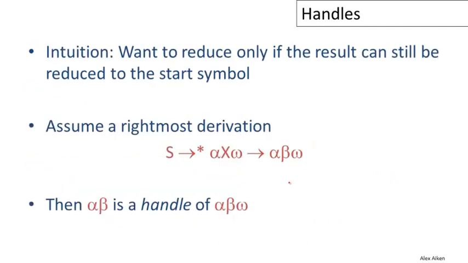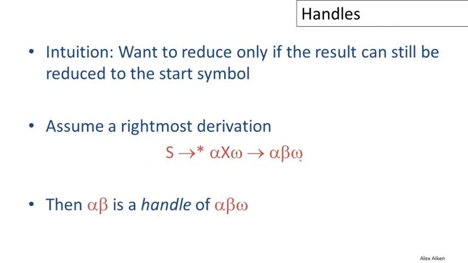So what that shows us is that we don't always want to reduce just because we have the right-hand side of a production on top of the stack. To repeat that, even if there's the right-hand side of some production sitting right there on top of the stack, it might be a mistake to do a reduction. We might want to wait and do our reduction someplace else. And the idea about how we decide is that we only want to reduce if the result can still be reduced to the start symbol.